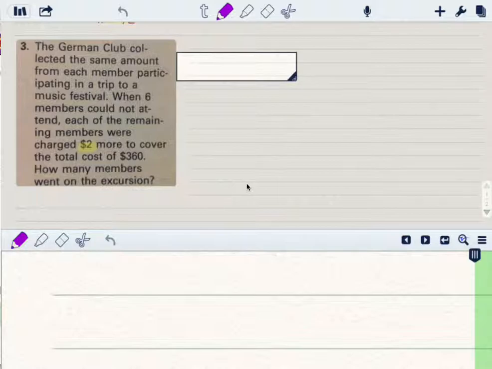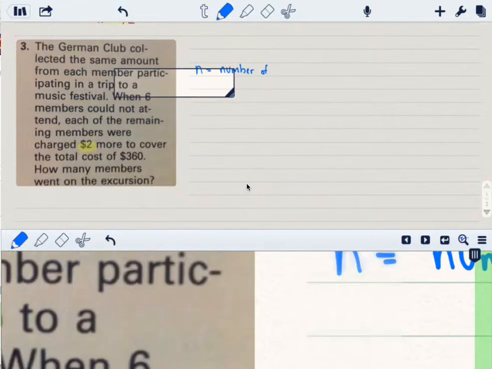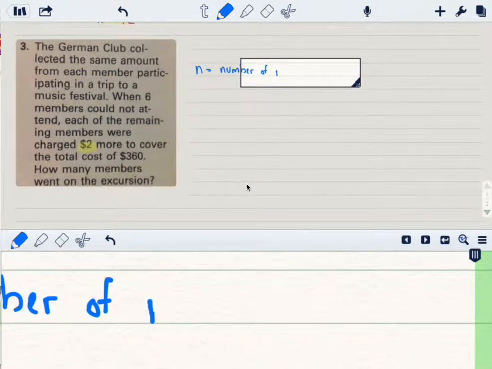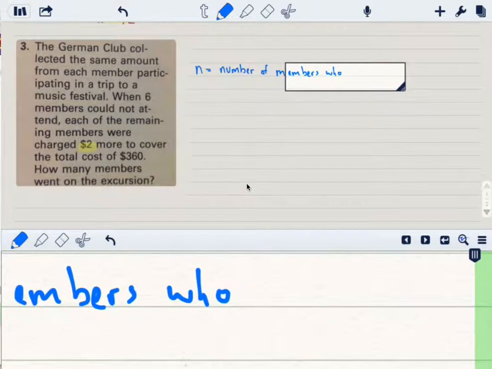Okay, so I'm going to let n be equal to the number of members who went. Remember to define your variables. That'll make your life a little bit easier.